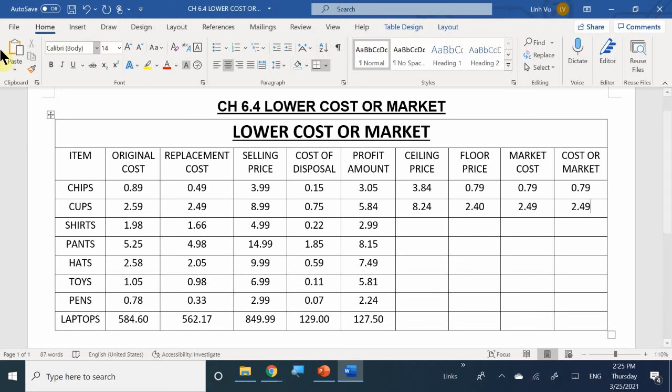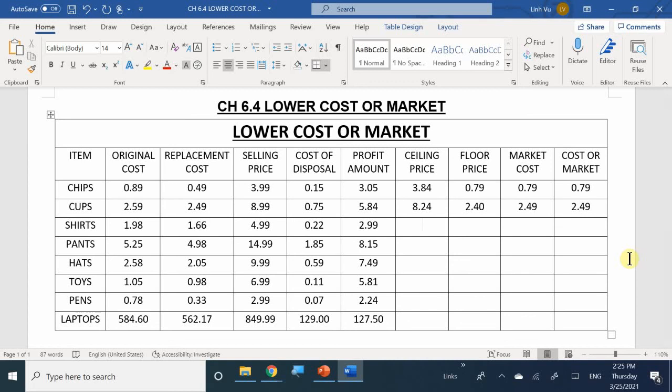Okay? So once again, I bought t-shirts at $1.98. It's telling me these shirts are obsolete. We got a new trend going on. So now it's down to $1.66. Right? I sell my shirts at $4.99. To dispose of them, right? They're shirts. You can't just throw them in the trash. Well, you can. It's going to cost me 22 cents. The amount of profit that I want to earn from those shirts is $2.99. So what is going to be my ceiling? What is going to be my floor?